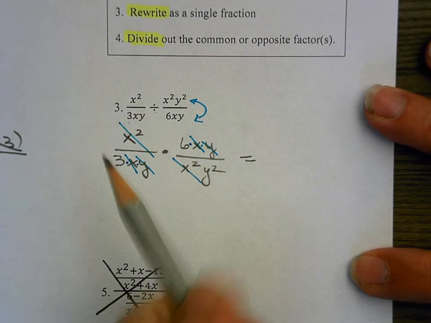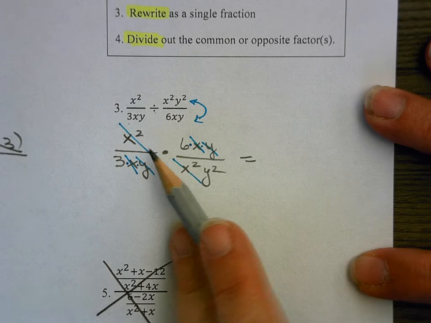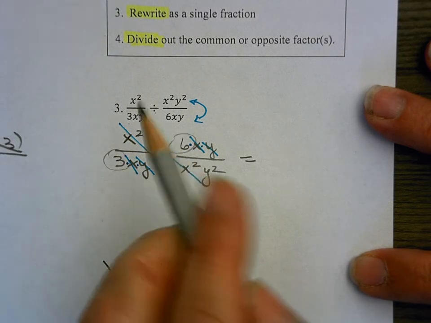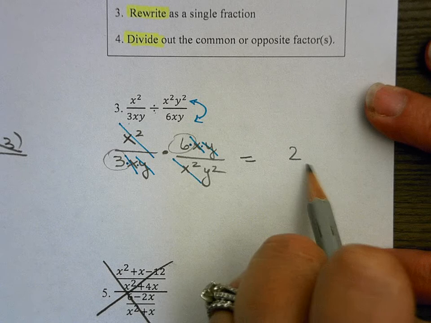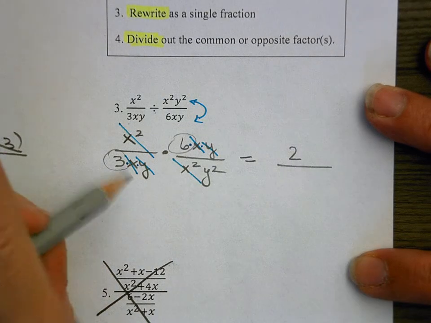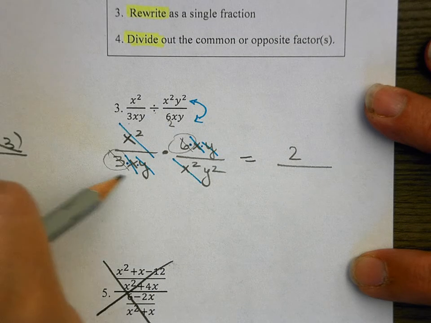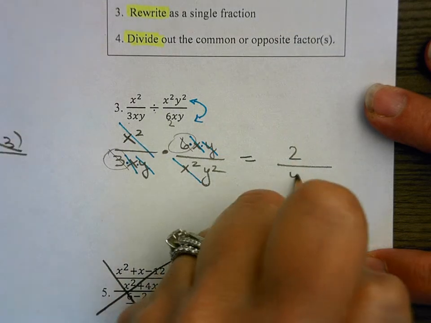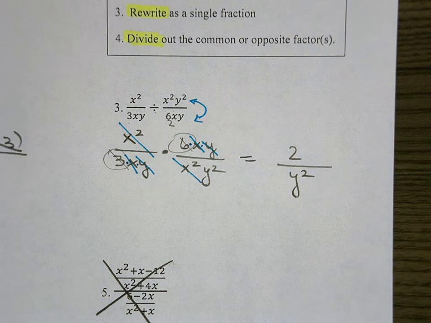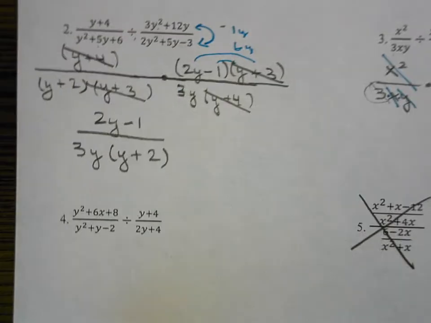So I could do 6 divided by 3, so I can take those and divide them. And when I do that, it would leave me with a 2 in the numerator. So that would go, right? And that would become a 2. And then the only thing left in the denominator is that y squared. Okay. All right, very last problem here, question number 4.